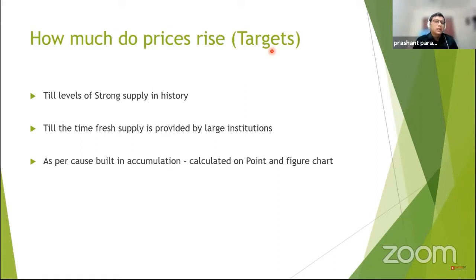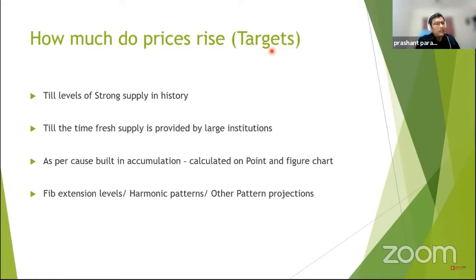Then there is another target which can be calculated using a point and figure chart, and it is based on cause and effect. The accumulation phase has the cause in it, and it can give targets based on point and figure chart calculations. Then there are different methods like Fibonacci extensions, harmonic pattern targets, and other patterns like cup and handle, head and shoulder, or flag and pole. These kinds of charts, or box breakout, triangle breakout, are other patterns which can give projections for targets.